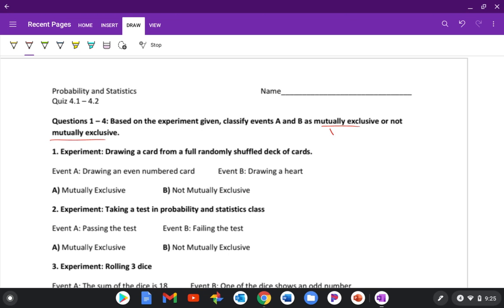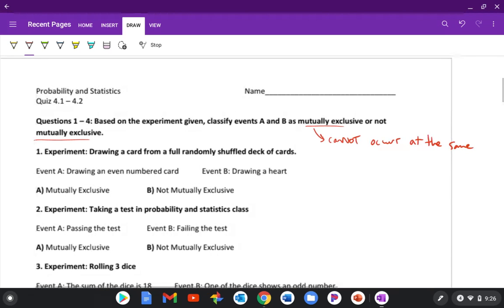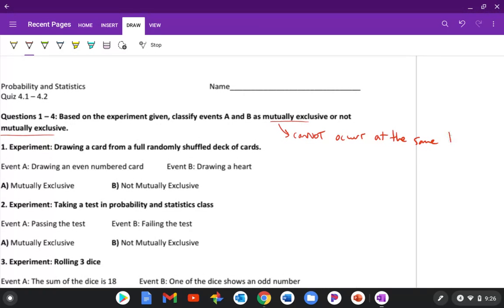The key thing to remember is, if something is mutually exclusive, that means it cannot occur simultaneously, at the same time. If it cannot occur at the same time, that is mutually exclusive. The other option would be not mutually exclusive, which means it can occur at the same time.